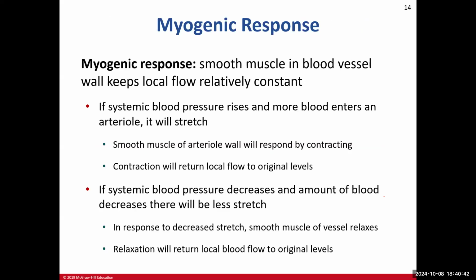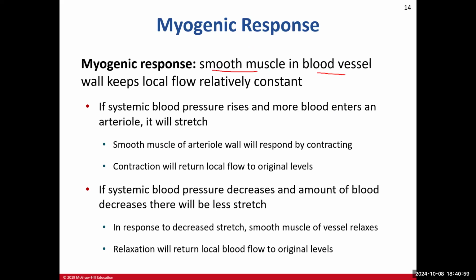Okay, so let's talk about the next type of local blood flow, and this is the myogenic response. So again, I said myogenic, you should be thinking muscles, but specifically, I want you thinking smooth muscles. Why? Because your smooth muscles are in your blood vessel walls, right?